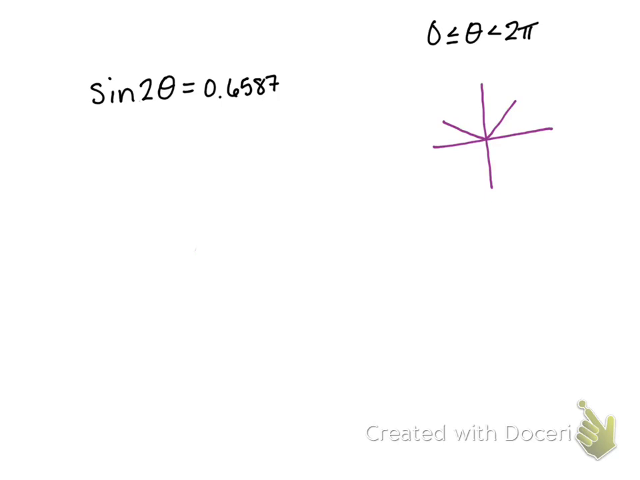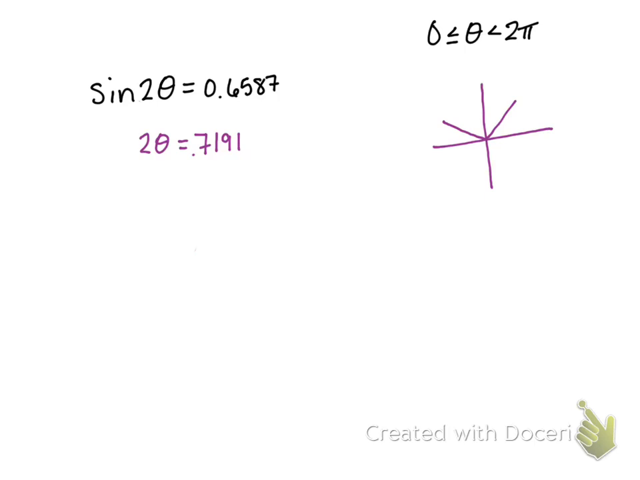So let's figure out what 2 theta is equal to. We want to take the inverse sine of 0.6587, and we will get 0.7191. Now that's in the first quadrant, so we are good.